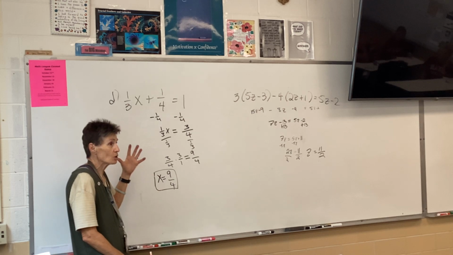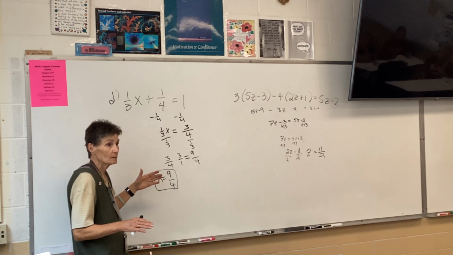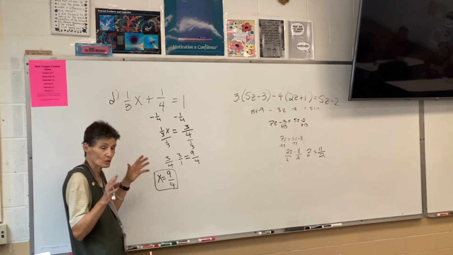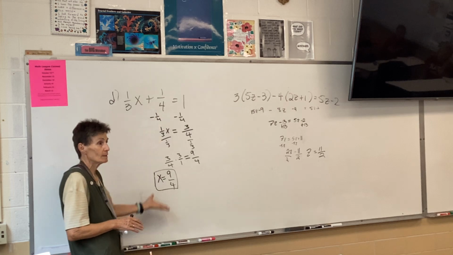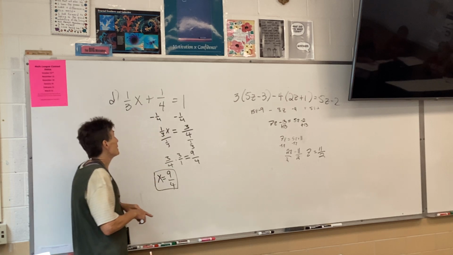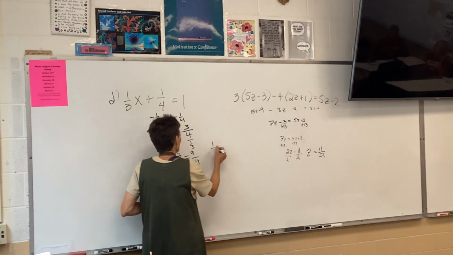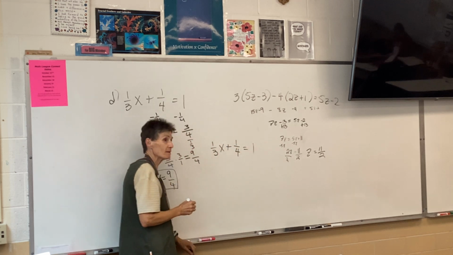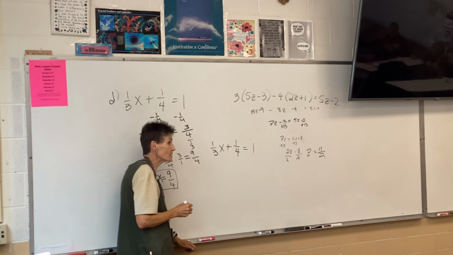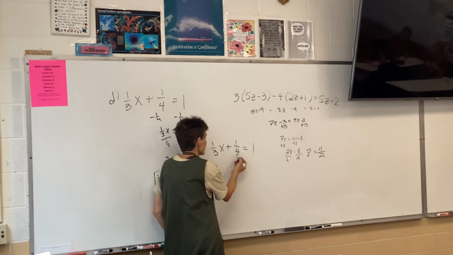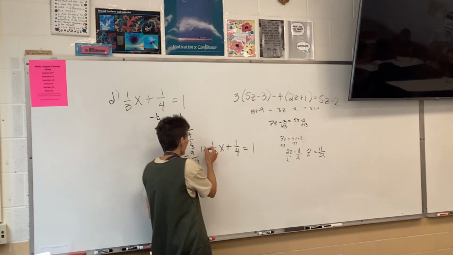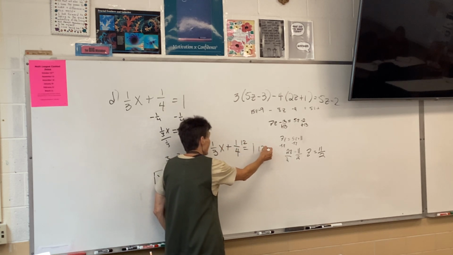My experience has shown that not a whole lot of people love fractions. If you know fractions and you're good with fractions, that is beautiful. Absolutely perfect. Myself, I'm not a big fan of fractions, so I am going to get rid of the fractions. What is the common denominator between 3 and 4? 12. So I'm going to multiply everything by 12.